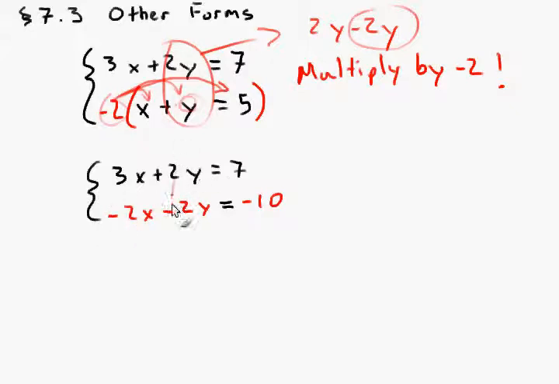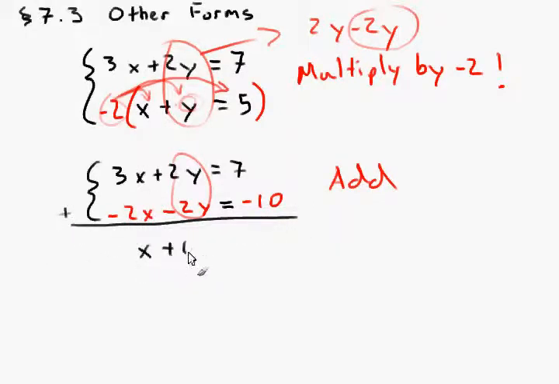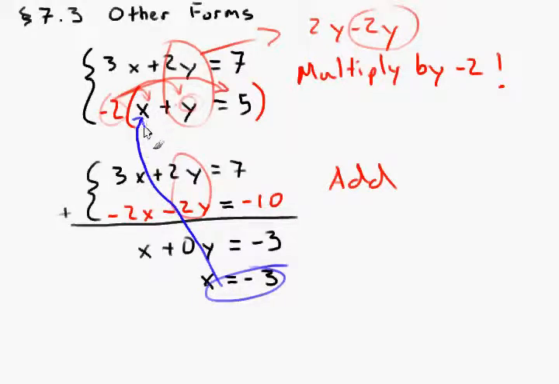Aha! And now, just like we wanted, those will cancel out when we add. So x plus 0y is equal to a negative 3. Hey, x is a negative 3. That's just what we wanted. Now it's time to substitute. I'm going to take this value and put it into this original second equation because, hey, look, this is just a single y. That's going to be pretty easy to solve for y.